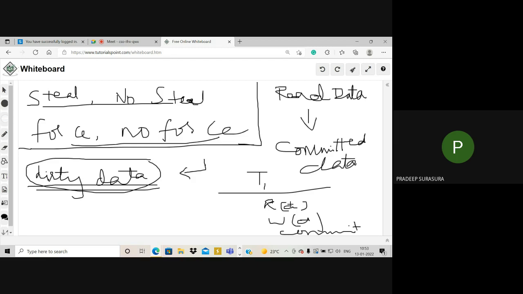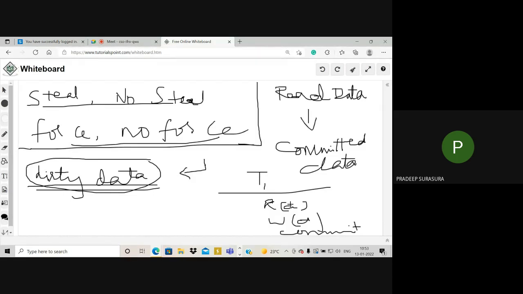Stolen the data means he has read the data or he has updated that data. So that updation is called as what? Steal the data. No steal means data has not been manipulated, data has not been altered, so we say it as no steal. Reading committed data is always called no stealing. If you are writing the data, then data becomes steal or data becomes dirty. Okay, if data is stolen, then data has become dirty.